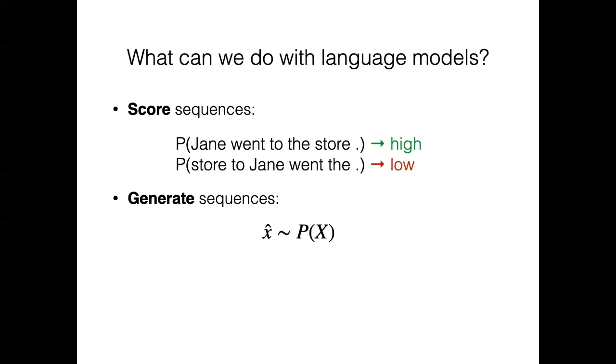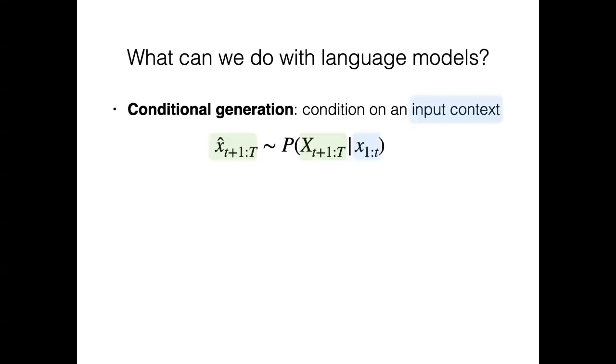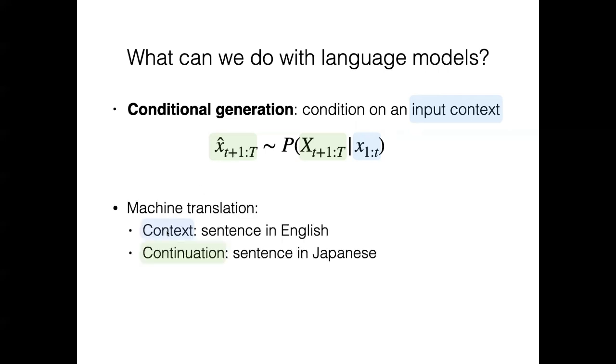Another thing you can do is generate. If you have one of these probability distributions, then you can sample from it. In the case of a coin, you can flip the coin and actually get some outcome. With language models, you can generate from the space of different outputs. How can this be useful? You can turn this into something useful for different input and output tasks. You can condition the language model on some input context, sometimes called a prompt, and then generate some continuation of the prompt or context. A concrete example is maybe your context is a sentence in English, and then your generation is a sentence in another language, say Japanese.